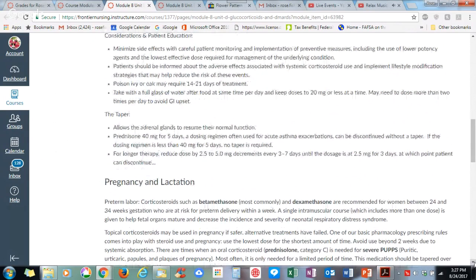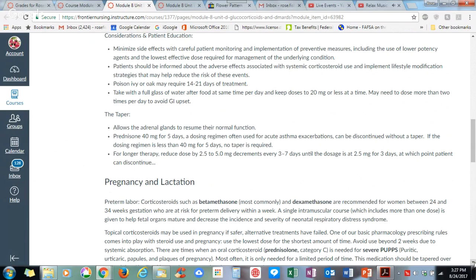Take with a full glass of water after food at the same time per day and keep doses to 20 milligrams or less at a time. May need to dose more than 2 times a day to avoid GI upset. To taper allows the adrenal glands to resume their normal function.